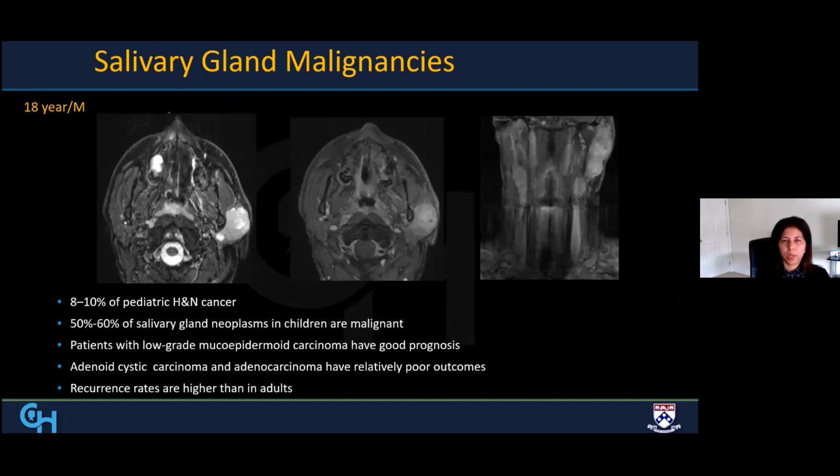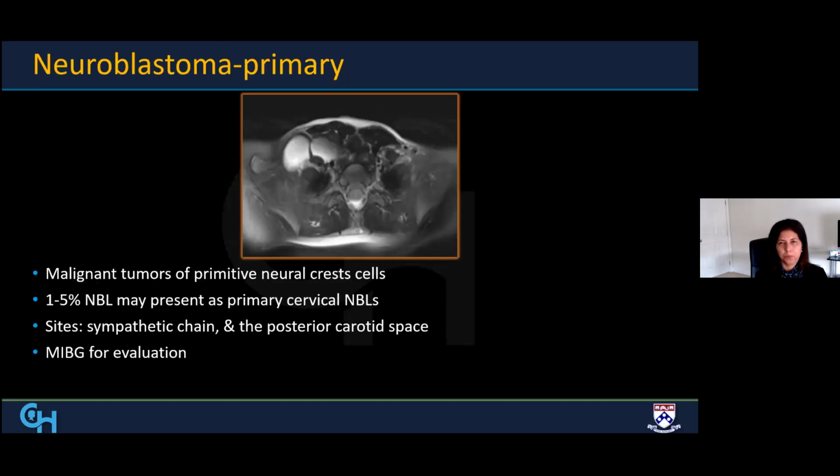And the recurrence rates are higher in the pediatric age group than in the adult age group. Quite often, the presentation is pretty late. You can have small primaries, and the metastatic lymphadenopathy can be larger than the actual size of the primary. So unfortunately, it can sometimes be late in actually diagnosing these tumors. But fortunately, this is a very small group of malignancies in children that you see.